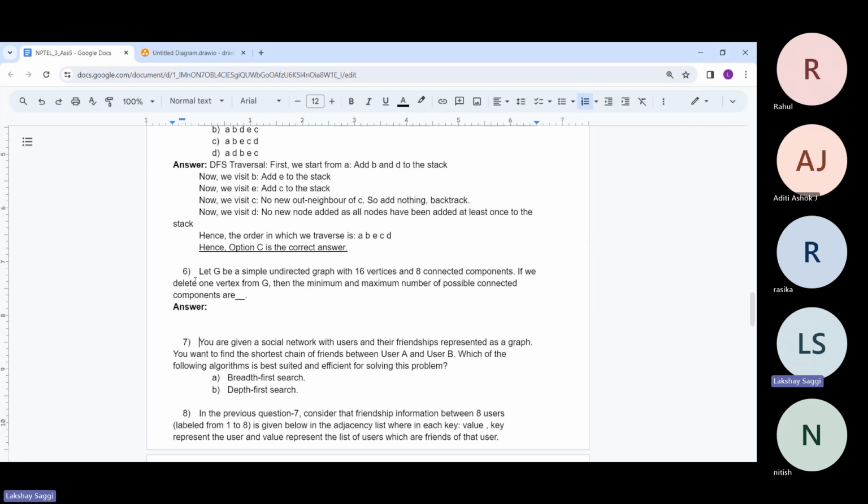Note that we are deleting one vertex from G, and now we are asked the minimum number of possible connected components. Right? Note that the vertex is deleted. Place emphasis on this also. So just think about it. I believe if you thought that the minimum would be 8, then you will arrive at the correct answer. Just think about it a little bit more.